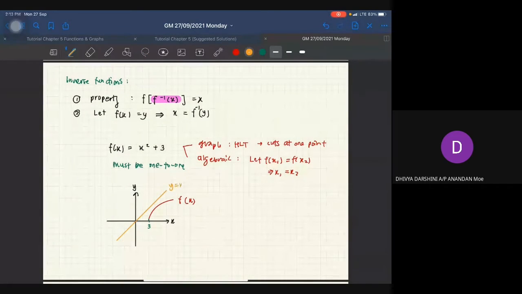This is y equal to x punya line. Bila kita reflectkan dia, sekarang ni awak bayangkan awak ada satu kertas. Awak lipat kertas tu, lipat dua dekat tengah-tengah y equal to x tu. So graph awak dia akan jadi macam ni.